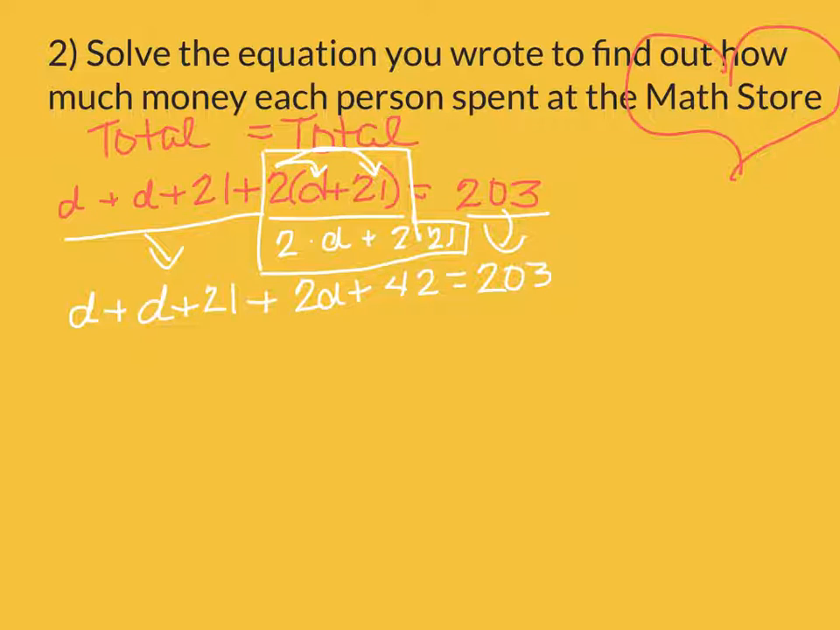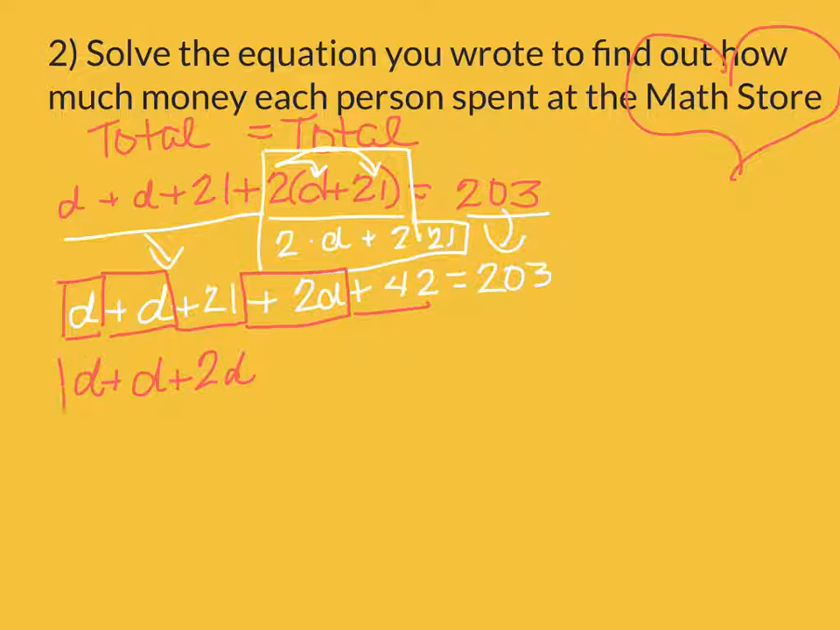So now we can box and underline. So I've got D plus D. Both of those have our variables, so I'm going to box those in. Plus 21 is a constant, so it's going to be underlined. Plus 2D, that needs to be in a box. Plus 42 is underlined. So inside the box, I've got D plus 2D, plus 21 plus 42.